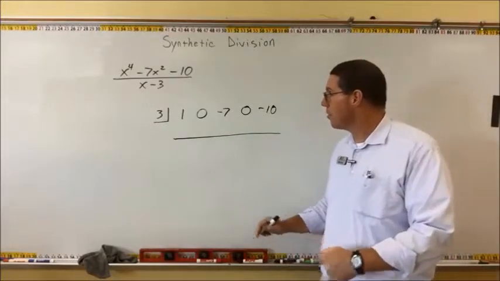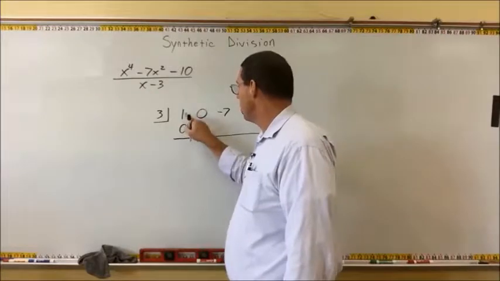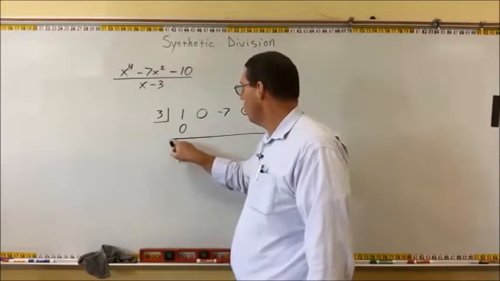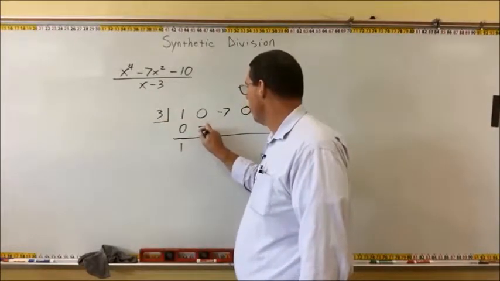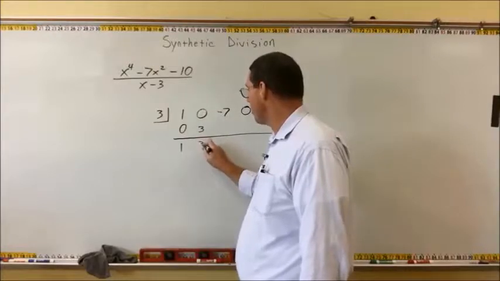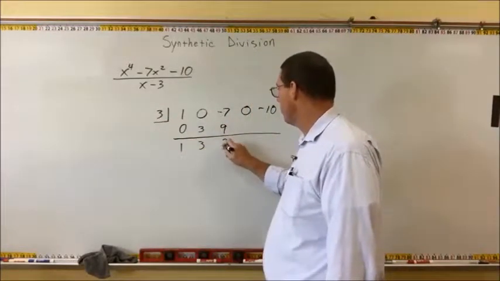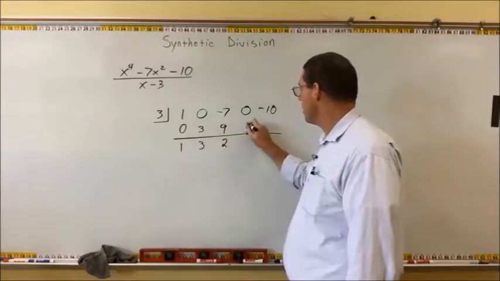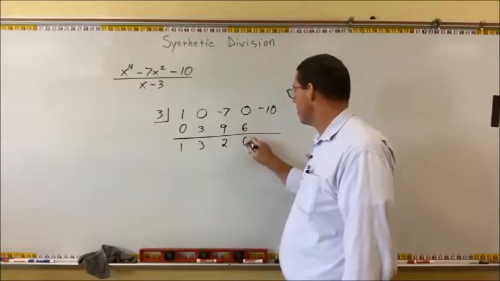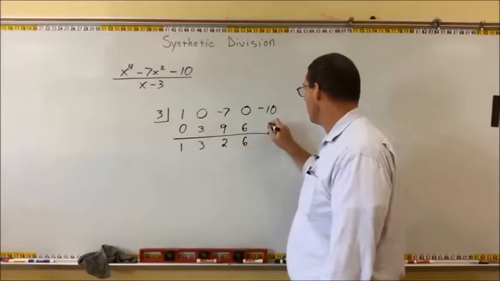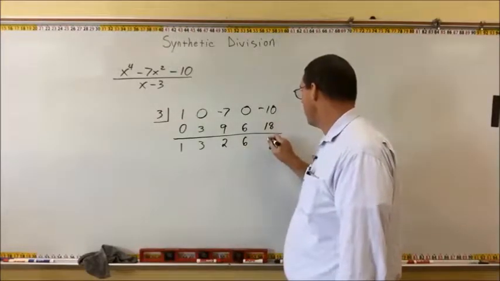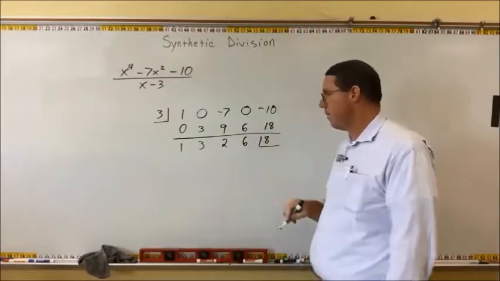Now we can do synthetic division. Put a 0 here. 1 plus 0 is 1. 1 times 3 is 3. 3 plus 0 is 3. 3 times 3 is 9. Minus 7 is 2. Times 3 is 6. Plus 0 is 6. Times 3 is 18. Minus 10 is 8. And that's our remainder.